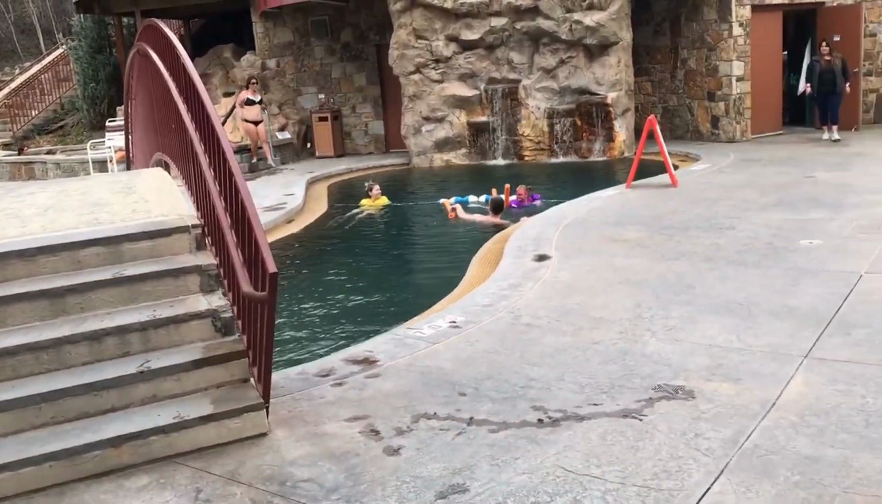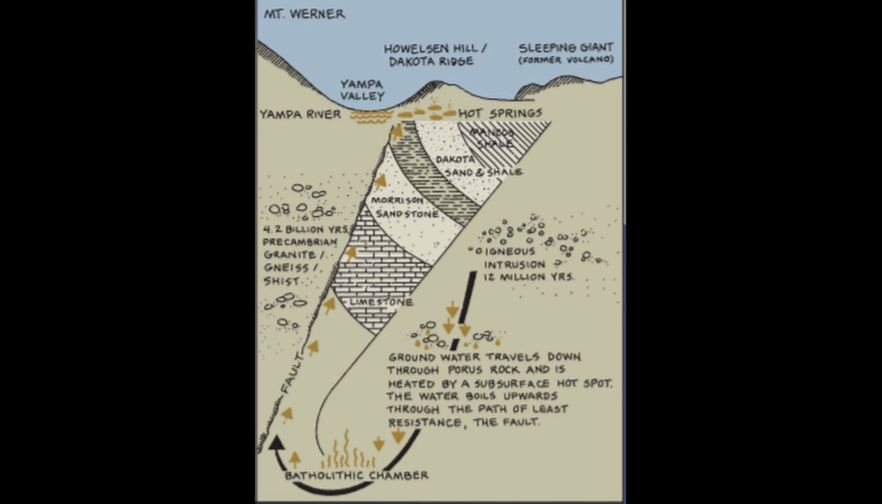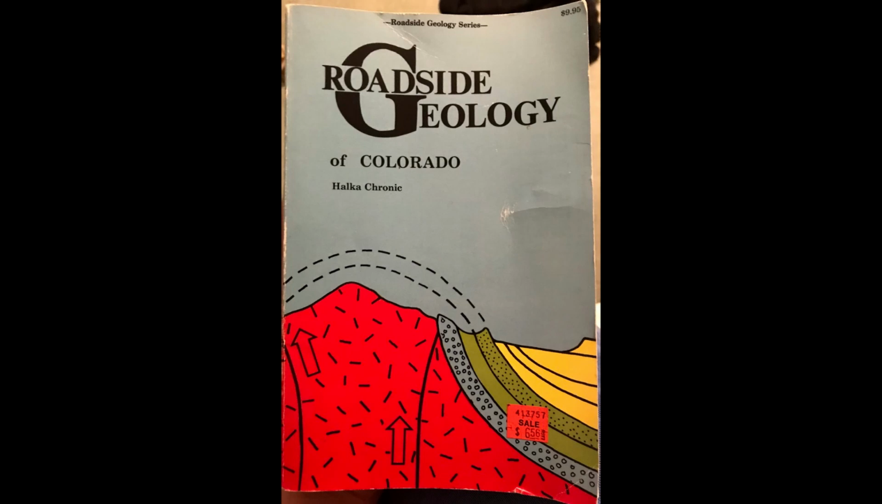Part of the reason that the springs have different mineral content is because of, again, formations of the mountains. When the igneous uplift pushed the mountains into existence, they also rotated the crust that it pushed through, which I found well illustrated by the cover of the book Roadside Geology of Colorado by Halka Chronic. Luckily, with the help of some erosion, we can see these different layers at the surface today.